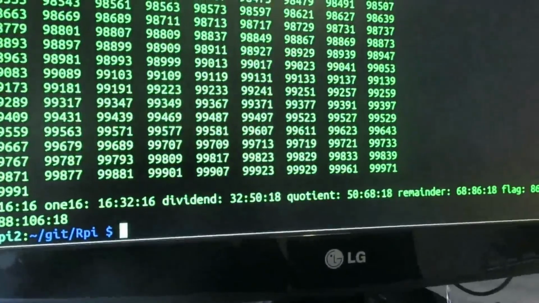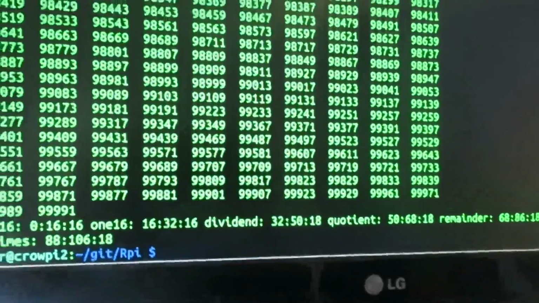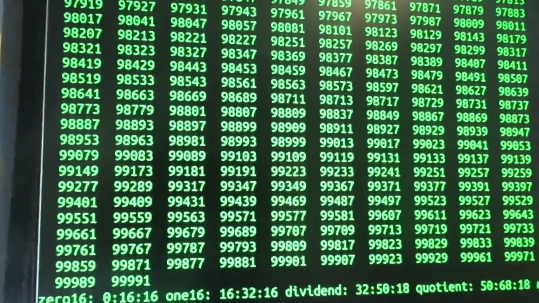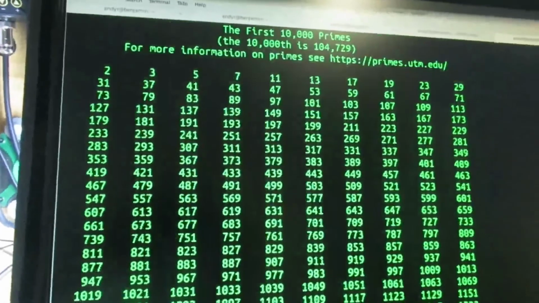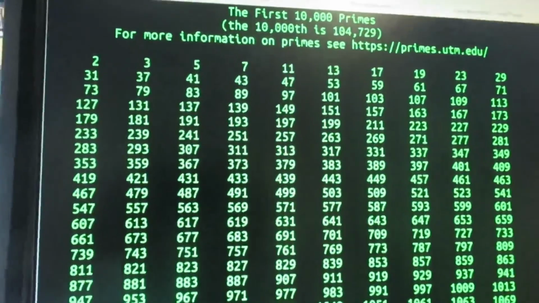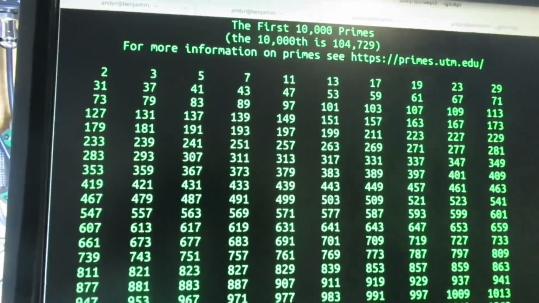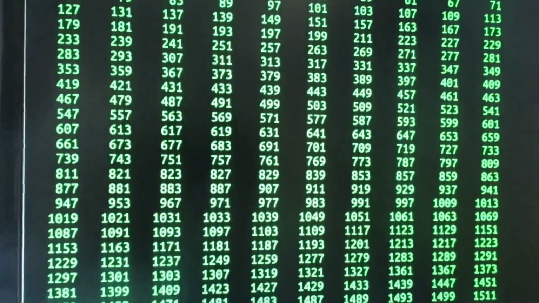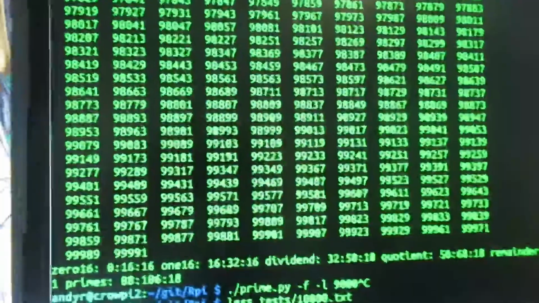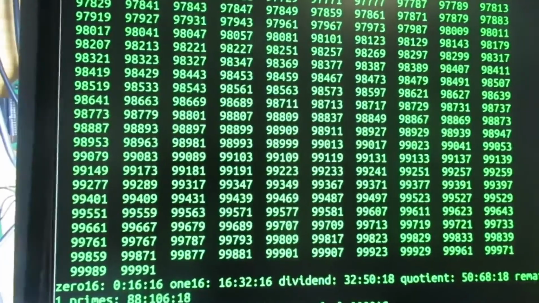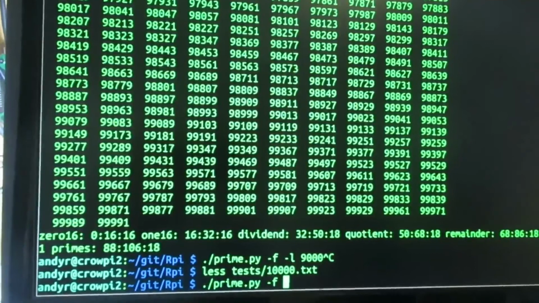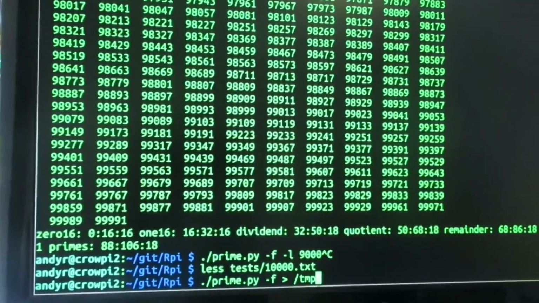Now, how do we know that these primes are correct? I have a file from MIT that lists the first 10,000 primes. This is easily accessible on their web page. And what we're going to do is compare this file with the numbers that are generated on my SIMD machine. And to do that, we will send these results to a file.